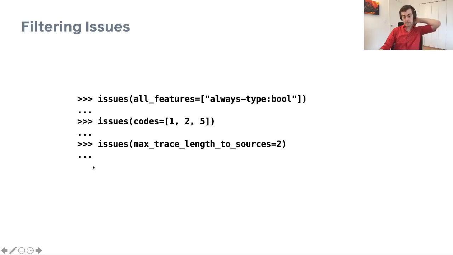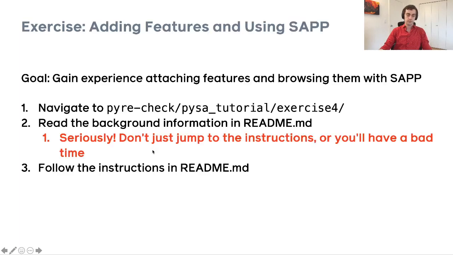So some example queries, you could run issues and tell it to show all issues that have the always type Boolean feature. Or you could tell it you only want to see issues that come from rules with codes 1, 2, and 5. Or you could tell it that you only want to look at issues that have short trace lengths, so you want the easier to debug issues first.